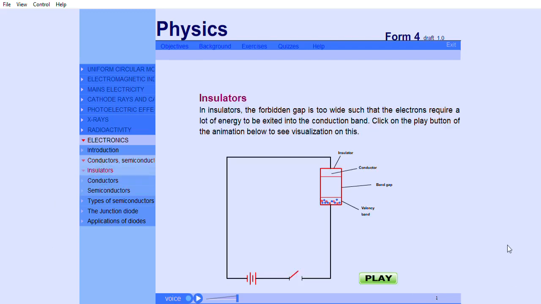Insulators. In insulators, the forbidden gap is too wide such that the electrons require a lot of energy to be excited into the conduction band. Click on the play button of the animation below to see visualization on this.